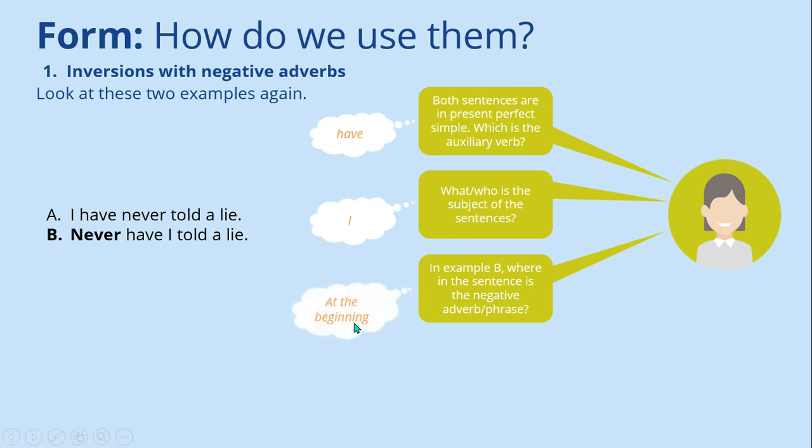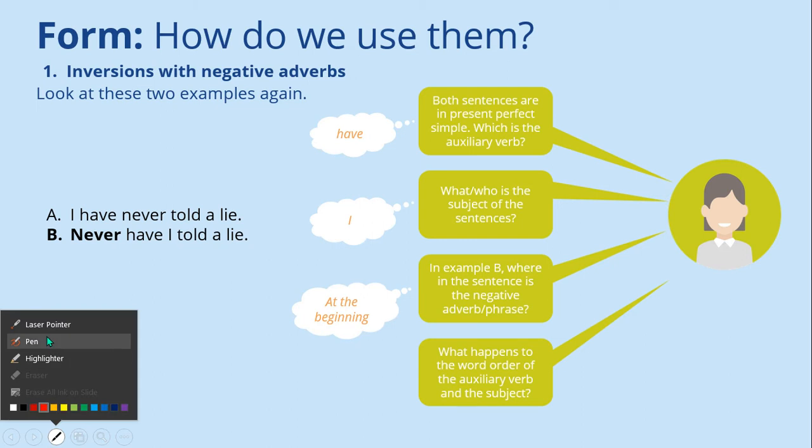This is never at the beginning. Okay, what happens to the word order? Look at this now. Here, I have never told a lie. This is like a statement, a positive sentence. But here, have I told a lie? It seems like it is an interrogative sentence.